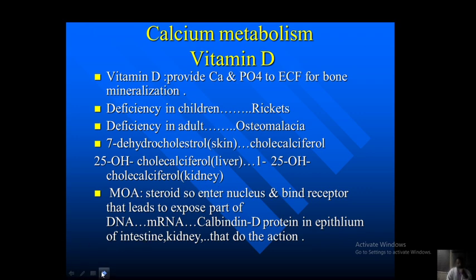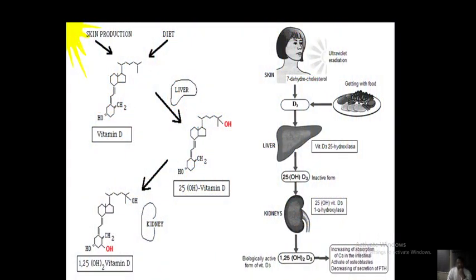Now the mechanism of how it enters: like a steroid. Steroids enter the nucleus and bind the receptor, which leads to an exposed part of DNA. When it binds to the DNA, transcription occurs and mRNA will be released. This mRNA leads to calcium-binding protein in the epithelium of the intestine and kidney, which does the action. This is the mechanism.